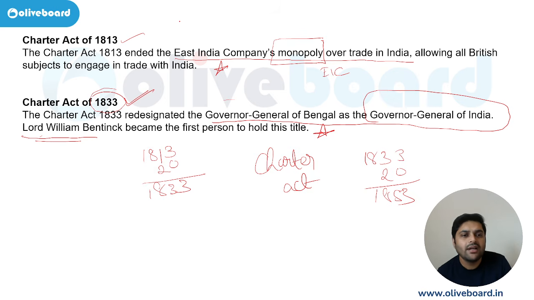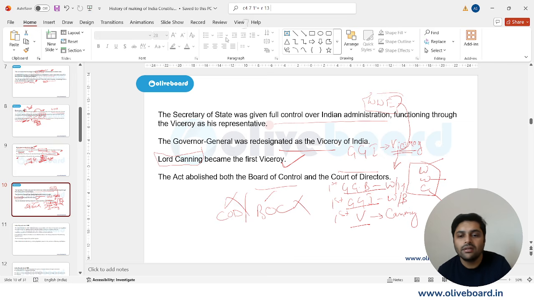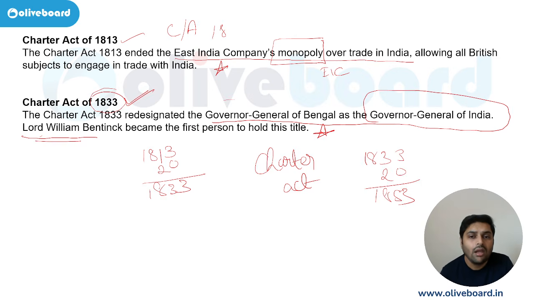Now from here starts the Charter Acts. We studied Charter Acts every 20 years. 1813 was the first one. So the Charter Act of 1813 stopped the British monopoly of trade over India, allowing all British subjects to engage in trade with India. Now every company can come and invest.